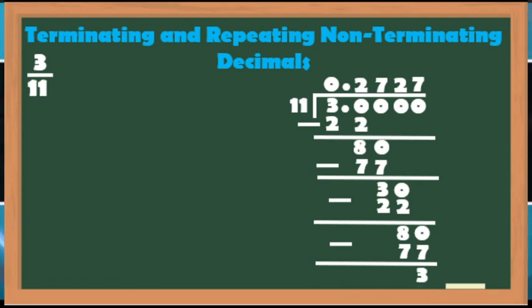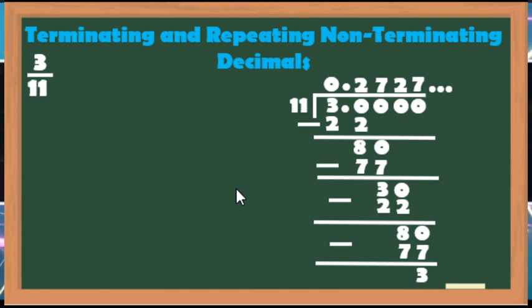If you notice, we have a remainder of 3. And if we continue dividing, we will get 27 as our quotient endlessly. Since we get 27 as our quotient endlessly, we can write 3 dots. These dots indicate that the number 27 repeats unendingly.